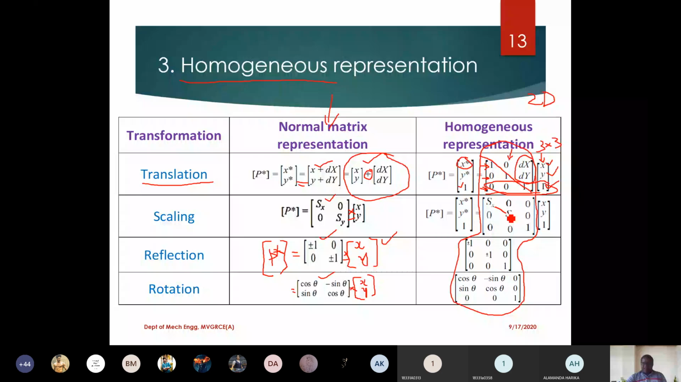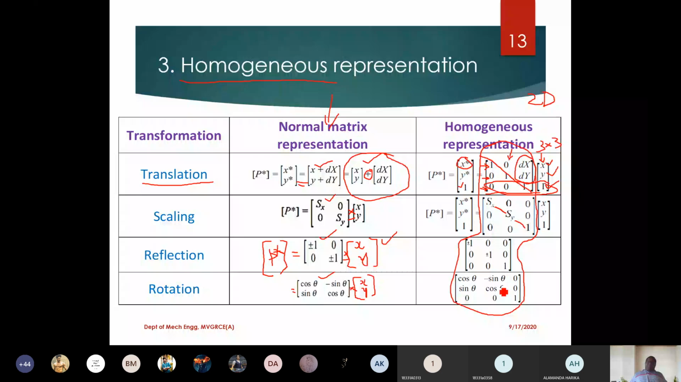Even x, y, all the world coordinates also would be supplied in the question. The only thing that you need to do is multiply these matrices. For that, you should know this transformation matrix. So Sx, Sy diagonal, and the last diagonal is 1. All the remaining values are zeros.